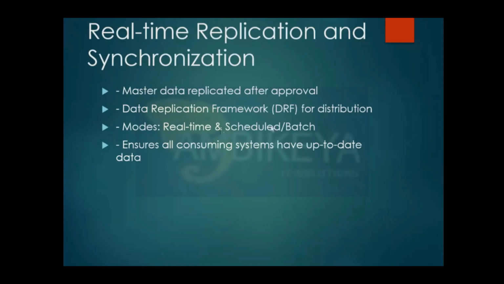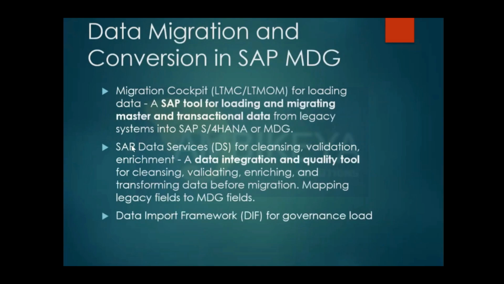And another is scheduled or batch. Here, we saw the example of the editions in the finance data model. With the help of the edition, when the edition is released, or it has multiple options, right? When the edition is released, or immediately after the change request activation. So these are the modes of the replications. That also ensures that all consuming systems have the up-to-date data. So that comes into the replications.